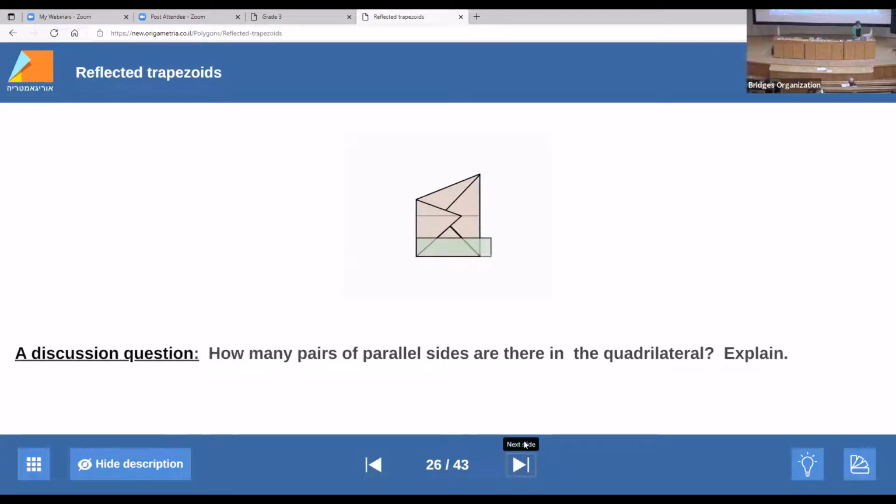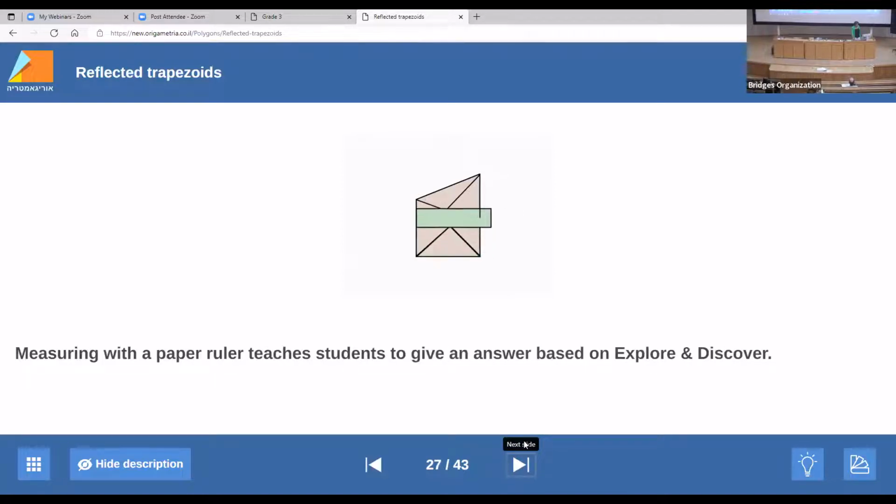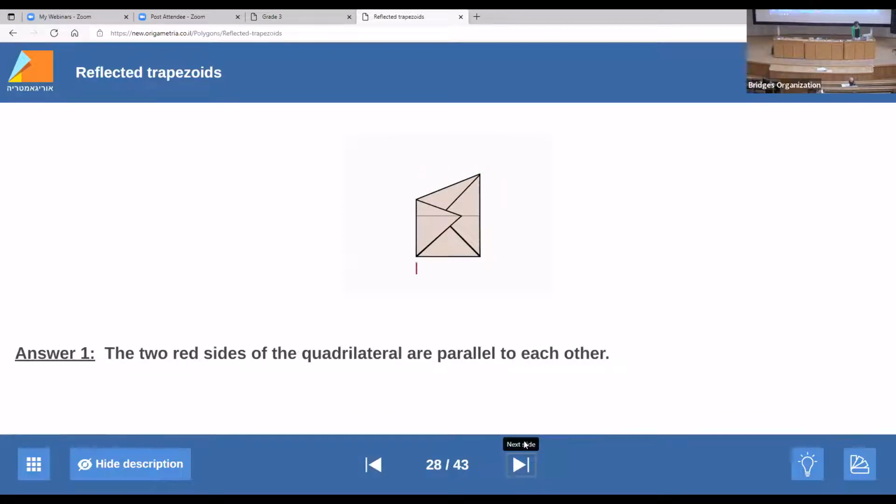So after you got it, we check again. How many pairs of parallel sides do we have? So we check with the measuring tool. Okay. And we see that this side is parallel, two sides parallel. So this is how we mark it. And then we look at the other two sides and we see they are not.